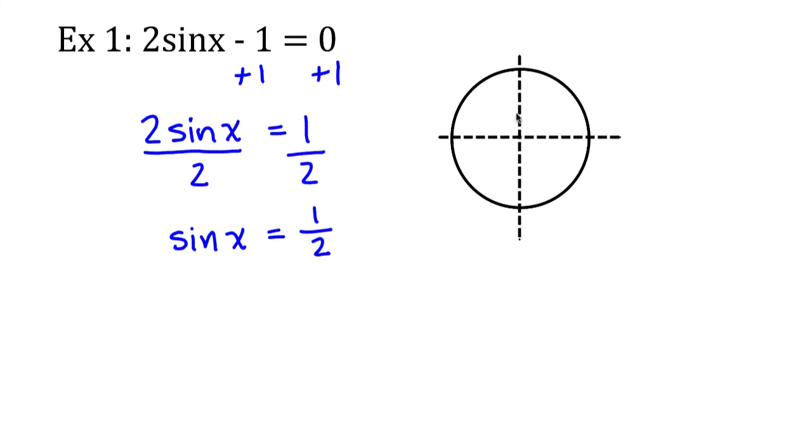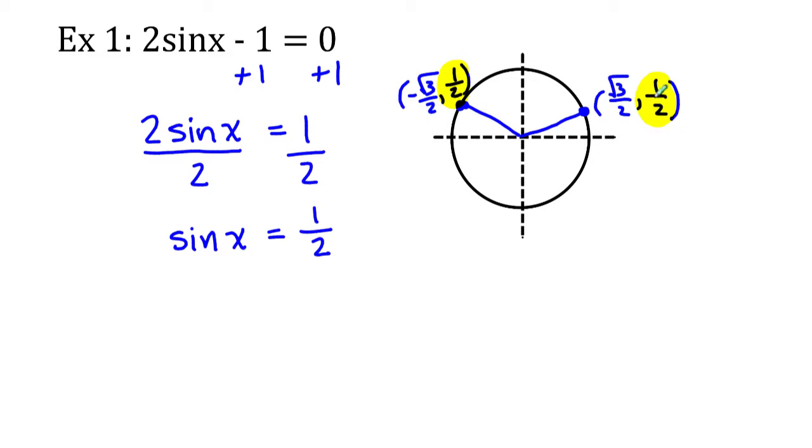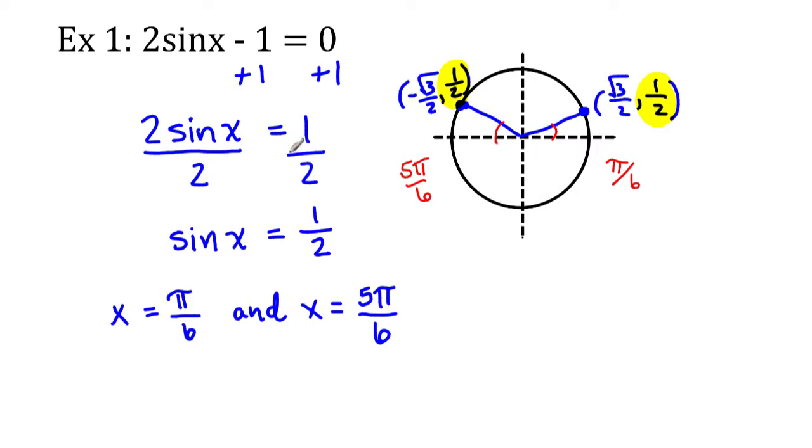So you're asking yourself, which angles on the unit circle from 0 to 2 pi are the y values, or the sine values, that are equal to 1/2? Sine is equal to 1/2 in two different places, and that happens at pi over 6 radians and at 5 pi over 6 radians. So our two solutions to this equation are x equals pi over 6 and 5 pi over 6.